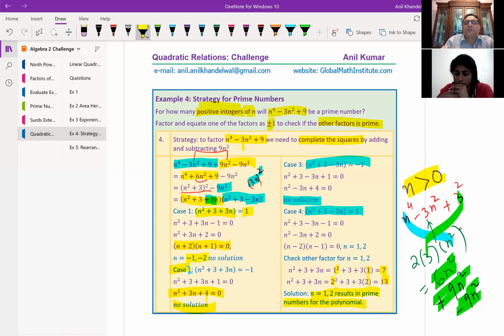So if you substitute in this polynomial n equals 1 or n equals 2, then you will get a prime number, and that will be 7 and 13. So that becomes the solution of this particular question. So that is how you have to solve it.